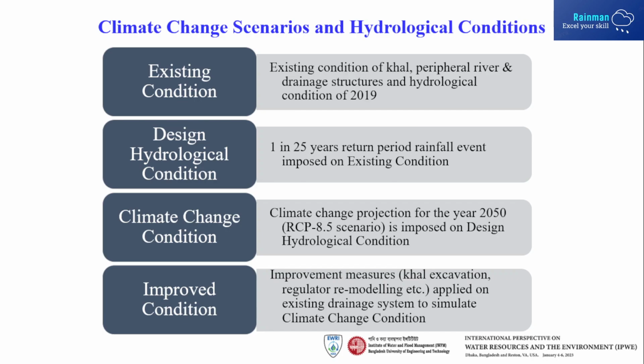of khal, peripheral river and drainage structure, and hydrological condition of 2019. 2019 actually was our base year. The design hydrological condition is a one in 25 years return period rainfall event imposed on the existing condition. In the climate change condition, the climate change projection for the year 2050 with the RCP 8.5 scenario is imposed on the design hydrological condition. And last of all, we observed the improved condition. Improvement measures like excavation, regulatory modeling, etc., are applied on the existing drainage system to simulate the climate change condition.